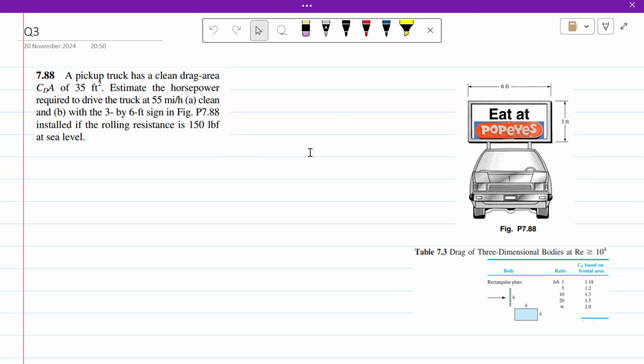So we have a pickup truck. In this case, the pickup truck itself, not the plate, has a drag coefficient times area of 35 feet square. The drag coefficient is dimensionless, so the unit is just feet square. It's a good example of what happens when you have a very complex geometry, so they just give you the area and the CD combined together. We're asked to calculate horsepower. Oh yeah, imperial units again. It's a good idea to get comfortable with working with imperial units.